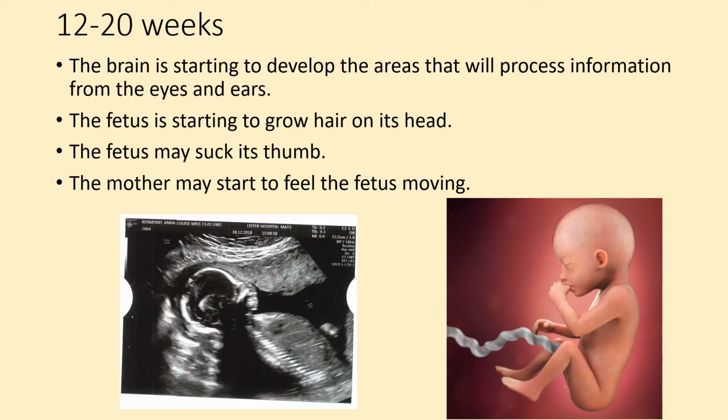At 12 to 20 weeks, the brain is starting to develop the areas that will process information from the eyes and ears. So although the fetus already had eyes and ears, the brain was not processing that information until now. So at this stage, the baby's starting to grow hair on its head and may start to suck its thumb, and the mother may start to feel the fetus moving. That's different for every single pregnant person.